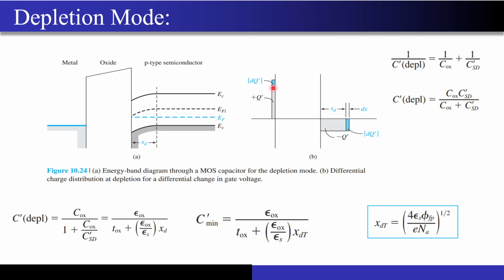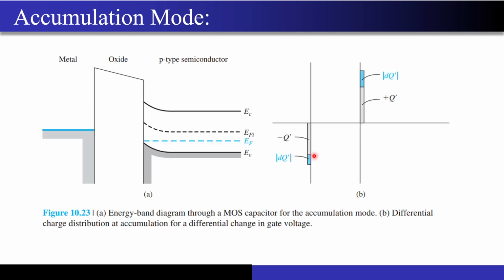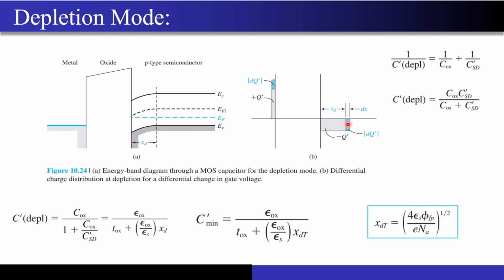Now to balance this charge out, this charge will be balanced not at this oxide to semiconductor interface end, but at the farthest end, that is at the end of the depletion region. Now just see the difference over here. In the previous case, whatever change in the charge happened at the metal, the corresponding change happened right at the interface. But over here, the change at the metal oxide interface is balanced at a farther place, at the end of the depletion region.